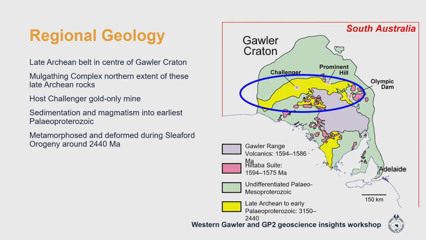So in terms of regional geology, this area is a late Archean belt in the center of the Gawler Craton, and we're looking at the Morgathin complex, which is just the northern extent of these Archean rocks. It hosts the Challenger gold mine. There are some sniffs of nickel copper, as I mentioned earlier. Gulf bore gold is also there. And it's really been defined by metamorphism and deformation during the Sleaford orogeny around 2400, 2500.